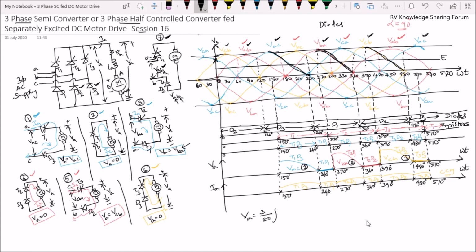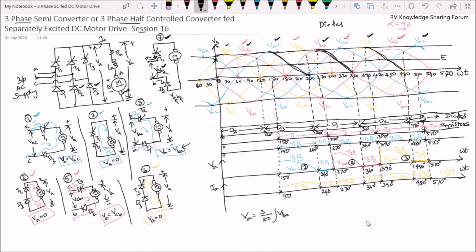So here, now let me take the VBA pulse, that means the second pulse, for the calculation purpose. You can take any of the pulses, either the first pulse or the second pulse or the third pulse, that doesn't matter. But I am taking the second pulse for my convenience. So the second pulse is VBA.